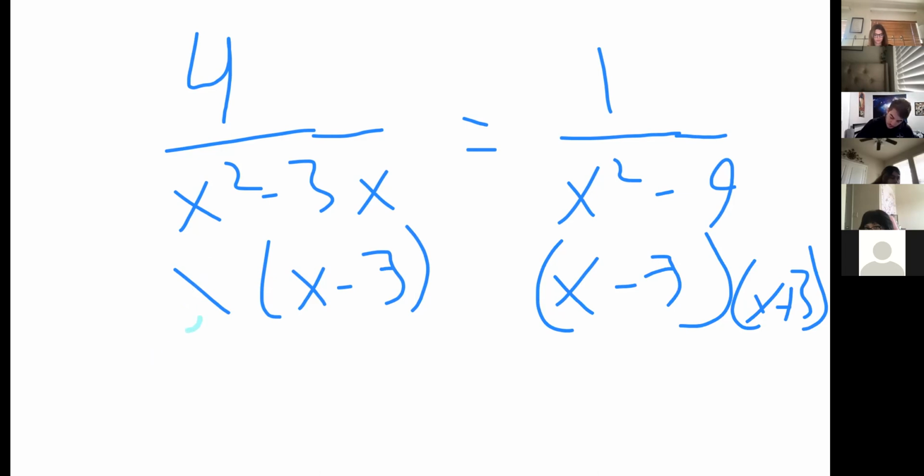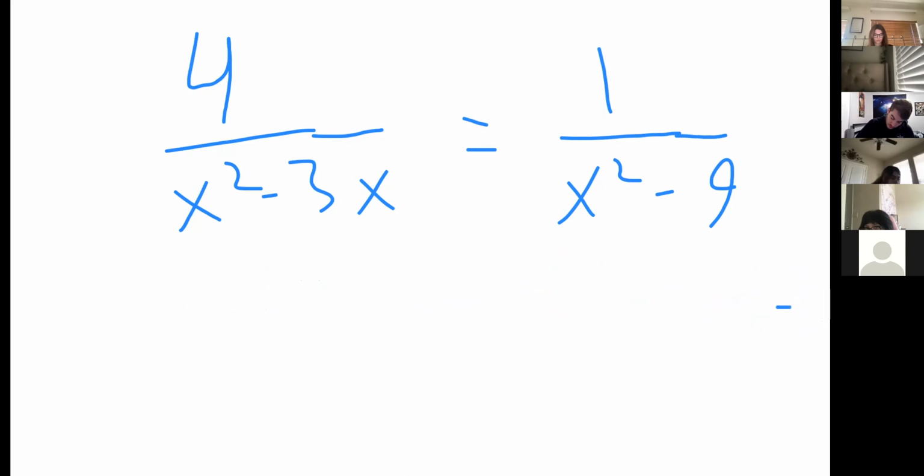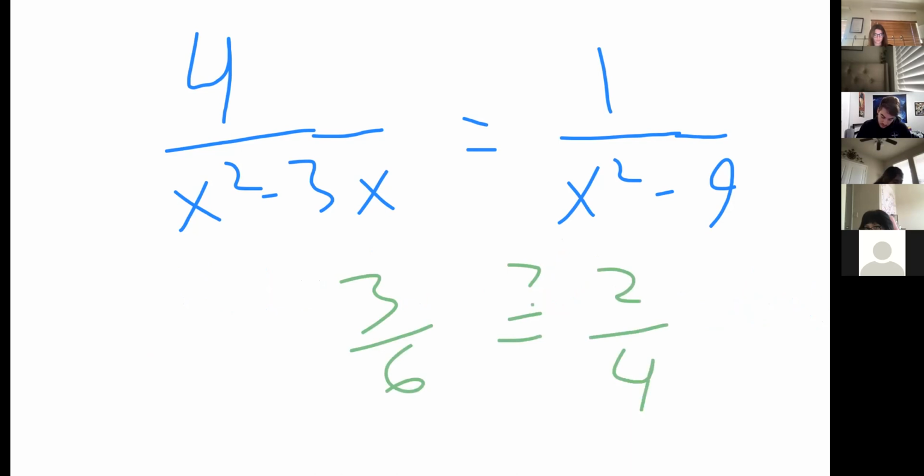I don't know. Let me think. 3/6 and 2/4. If we want to know if these two things were equal, like going back to elementary school, do you remember how to check that?